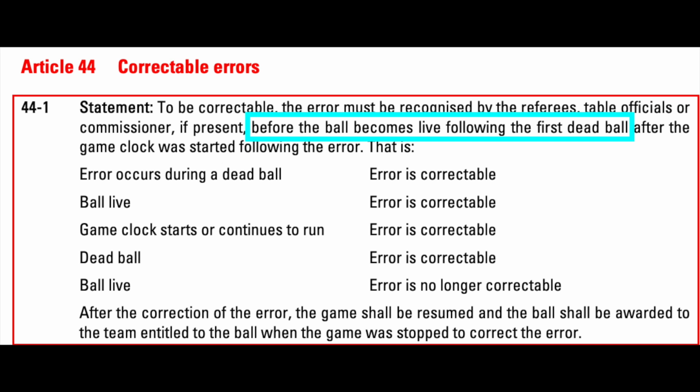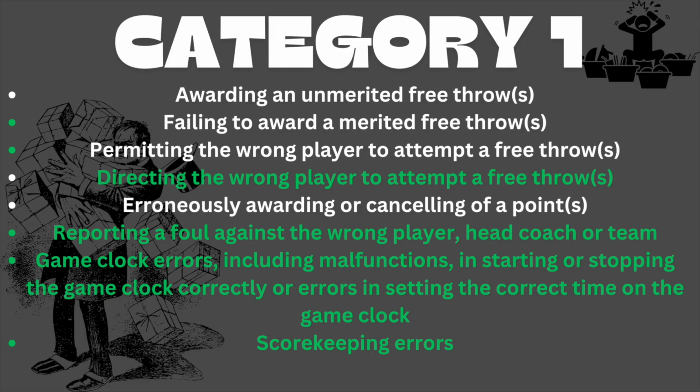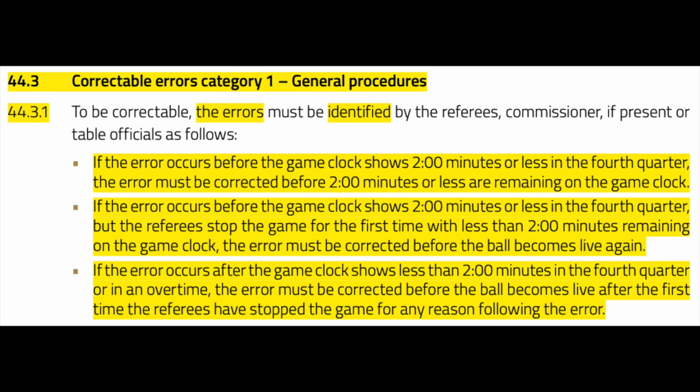The other change you'll notice is that before the rule changes, a correctable error had to be recognized and fixed before the ball becomes live following the first dead ball. We now have different correction windows depending on the category of correctable errors. Category 1 has the 4 original ones prior to the rule changes, and the 4 new ones are highlighted in green text. Category 1 has 3 scenarios for general procedures: the error that occurs in the first 38 minutes of the game, the error that occurs in the last 2 minutes and preceding overtimes, and an error that occurs when you're entering the last 2 minutes.